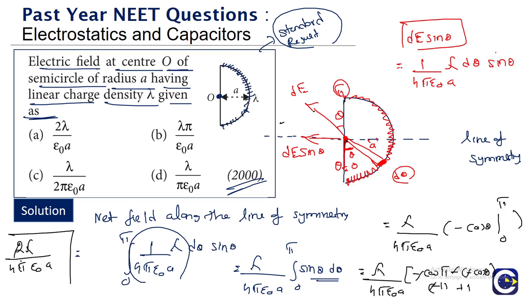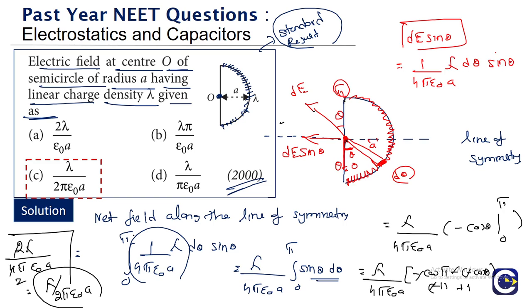So we can cancel 1 2, we can cancel 1 2, 2 1s are 2 2s are, so it will be what? Lambda by 2 pi epsilon naught into a. So what is the correct answer for this? It is option C.